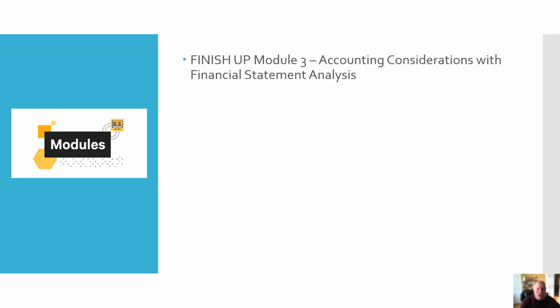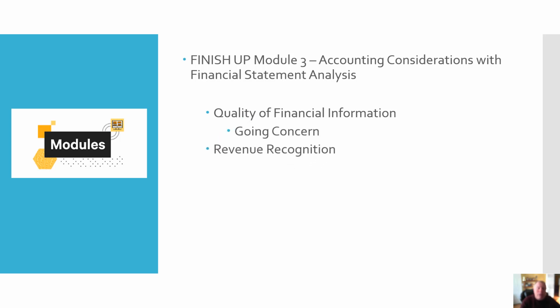Modules. You should finish up Module 3, Accounting Considerations with Financial Statement Analysis. Sometimes it's important to understand the accounting issues that go around looking at a financial statement. First one is the quality of financial information, especially today, a going concern. Revenue recognition, leases in Topic 842, which have changed what we see on balance sheets. So if you're going back on Project 1, you're going to see some items that weren't there in the past.